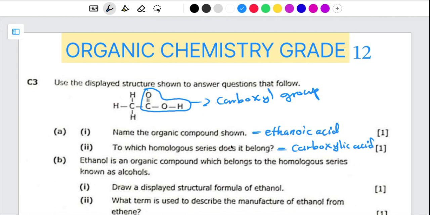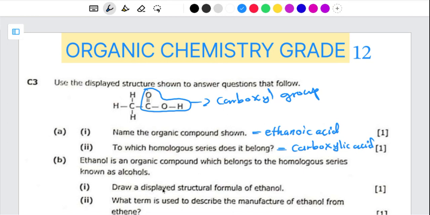We also have alkanes, which belong to the homologous series of alkanes. Then when it comes to alcohols, this is an acid, but alcohols belong to the homologous series of alcohols. So I have to take note of that also. Then this one is saying ethanol, which is different from ethanoic acid. Ethanol is an organic compound which belongs to the homologous series known as alcohols.